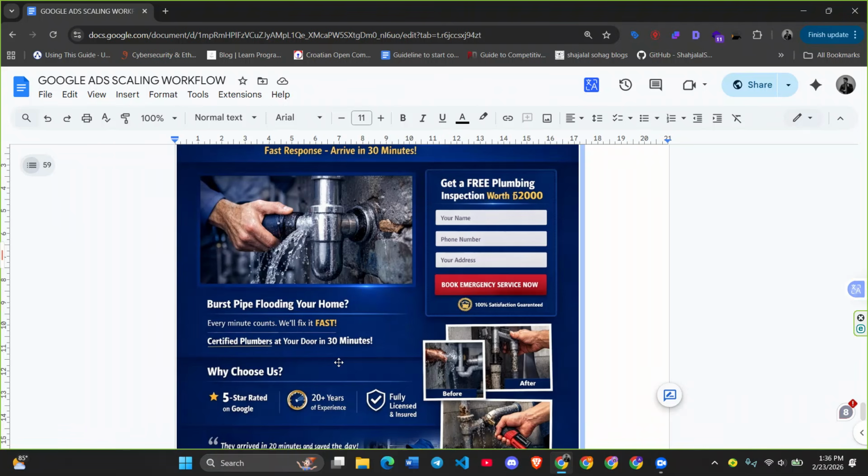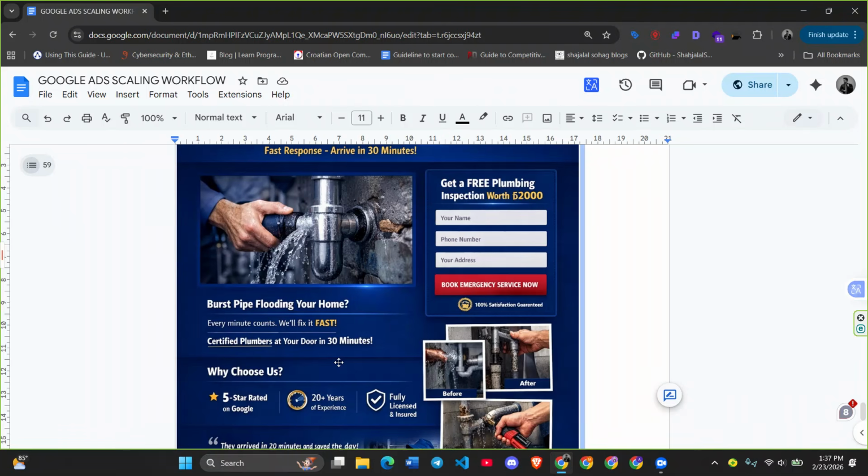Then the fifth part is the objection handling section. When we scale, objections kill conversion. Common objections are price, trust, time, complexity, and risk. So answer them before the user asks. For example, an FAQ like: how fast can you arrive? Are you plumber certified? Do you offer a warranty? Is there any hidden fee? Okay, everything must be clear.